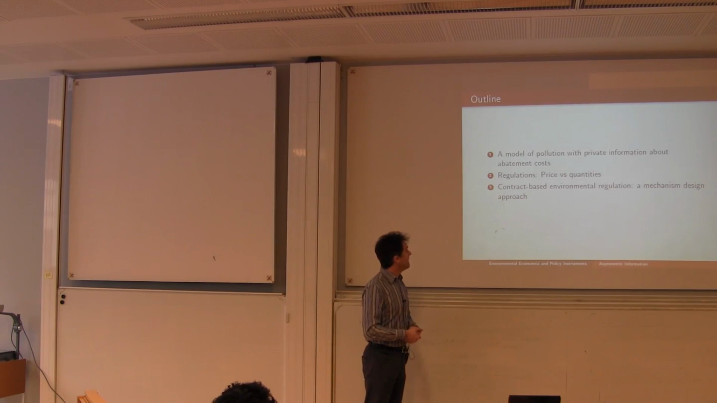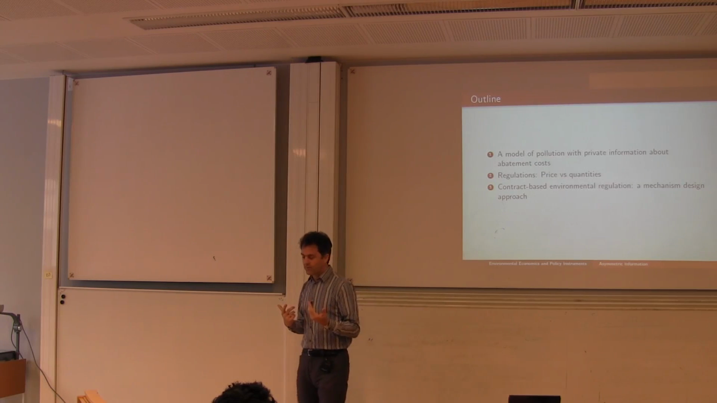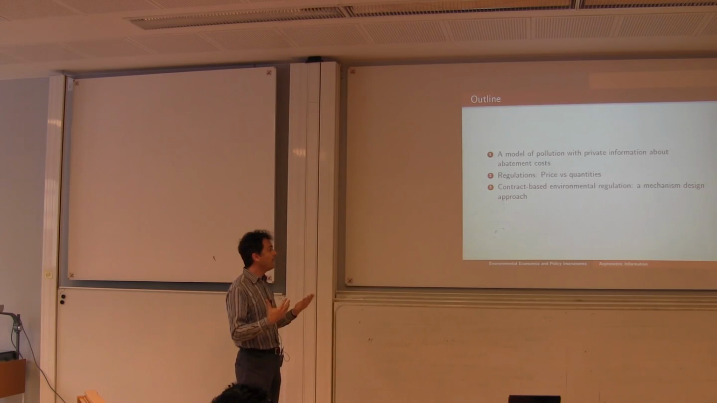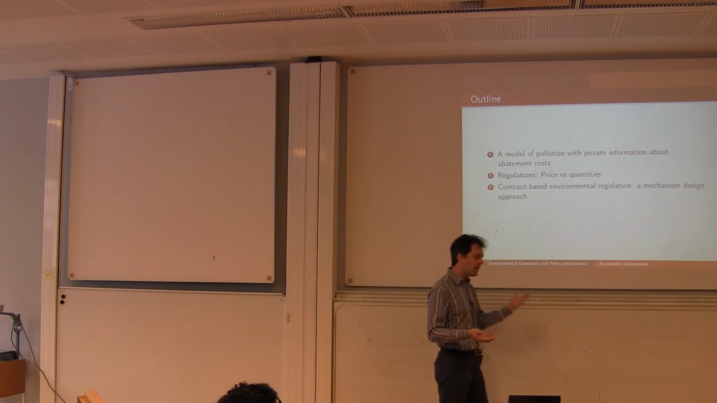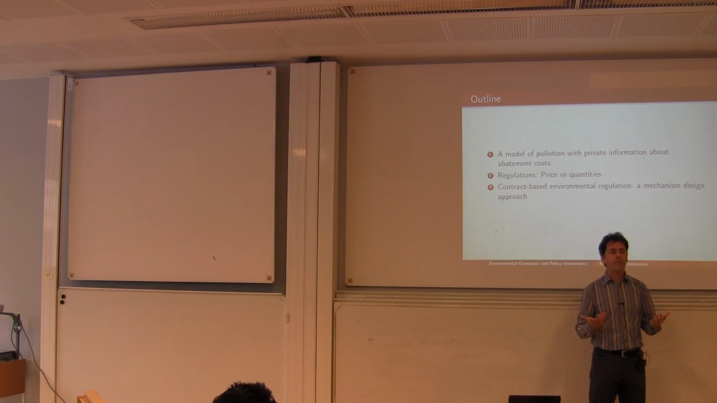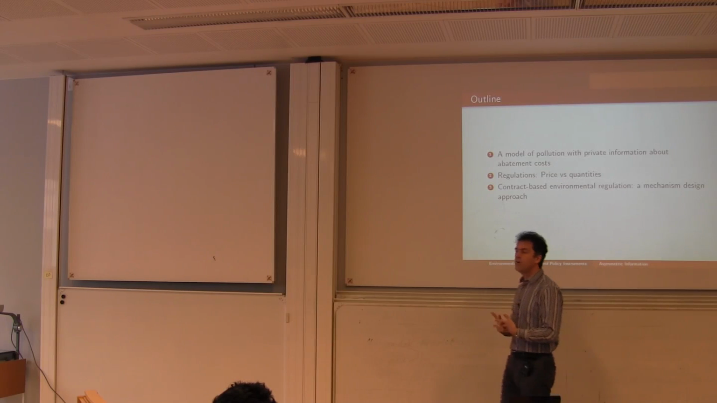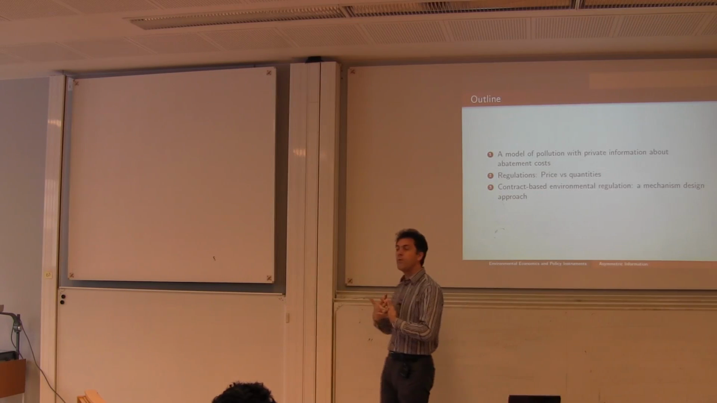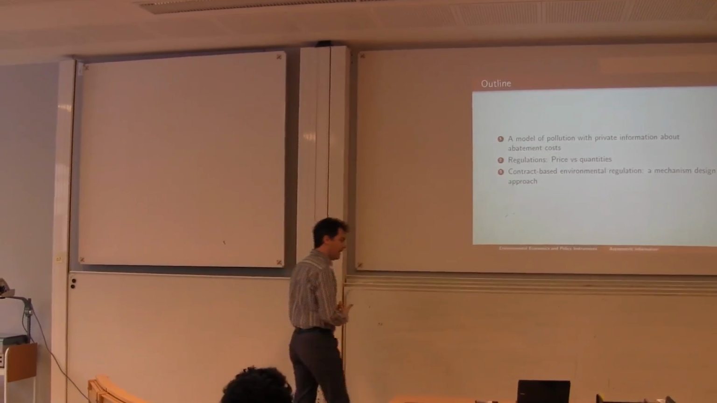And then at the end of the course, I will talk more about a different way to regulate, which I'll call contract-based regulation. Instead of imposing a fee on emissions, a standard on emissions, or a cap on emissions, you propose a menu of regulation. That is, you don't impose any regulation, but you let firms decide which regulation they want to pick. So I will provide a couple of examples on that.